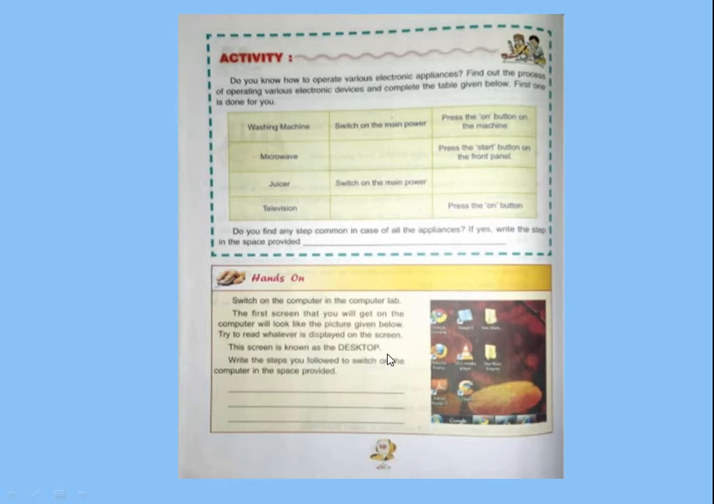Now write down the steps you follow to switch on the computer in the space provided. First, switch on the power supply button. Write down. Second, press the on and off button on CPU. Then press the on and off button on the monitor.